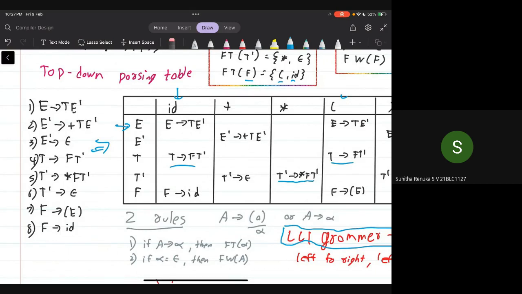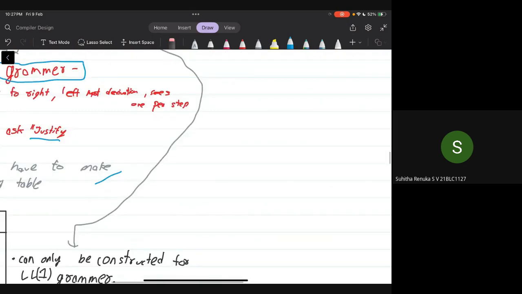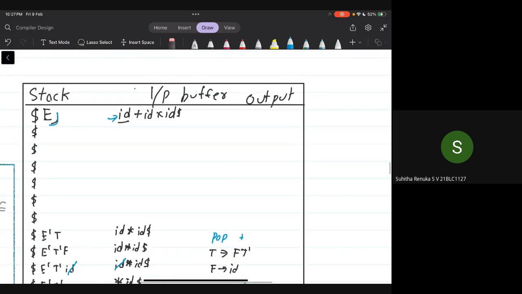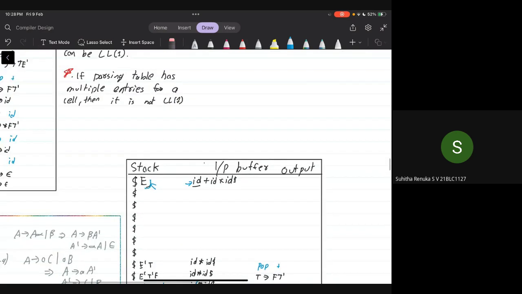How do you know you have to start with E? Can you go back to the table? See, E is the starting symbol. So you have to start with E. And in the input buffer, your given string starts with ID. So you have to check in the table for E and ID. Okay, E row and ID column.